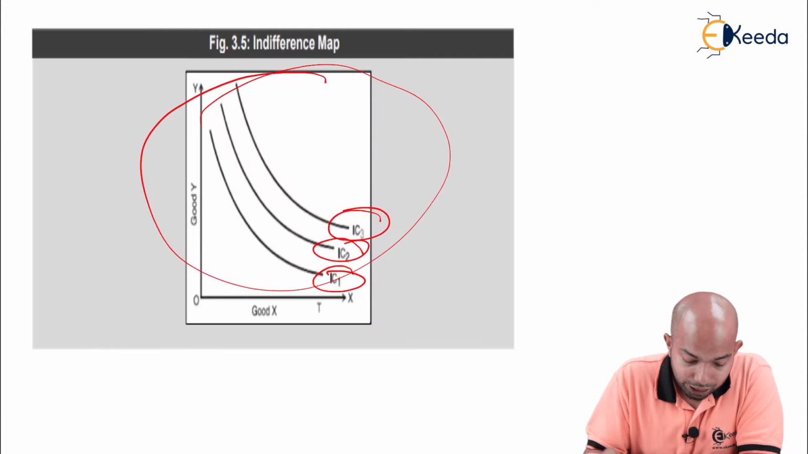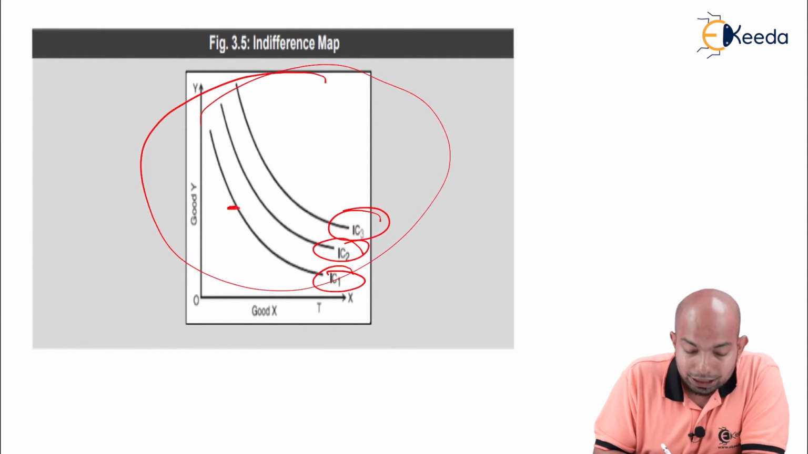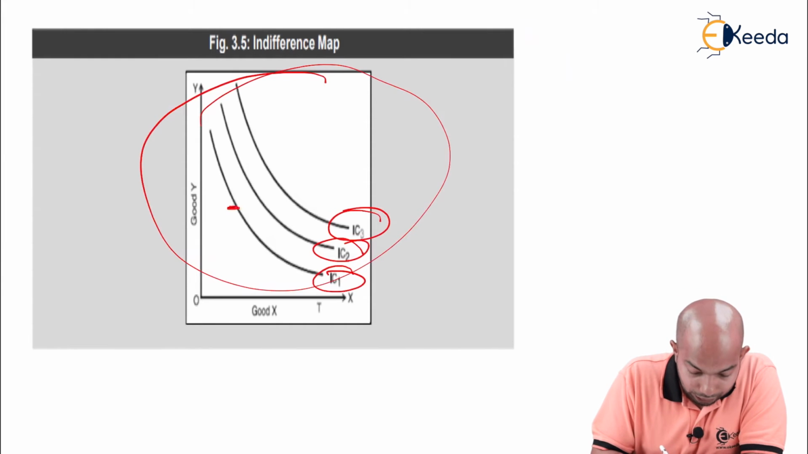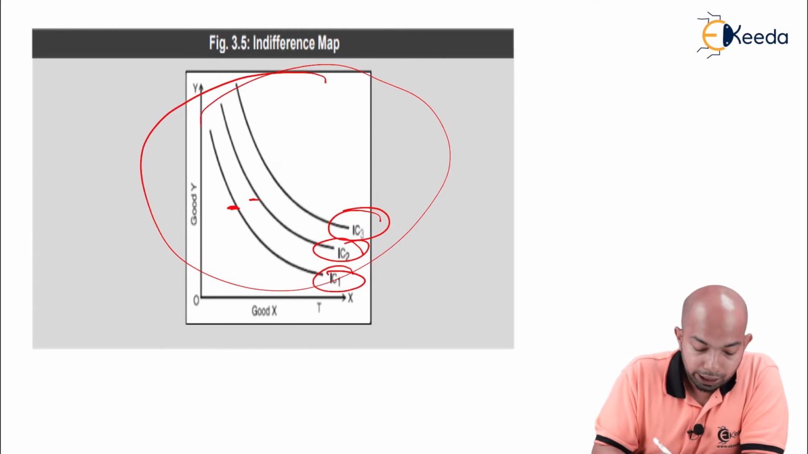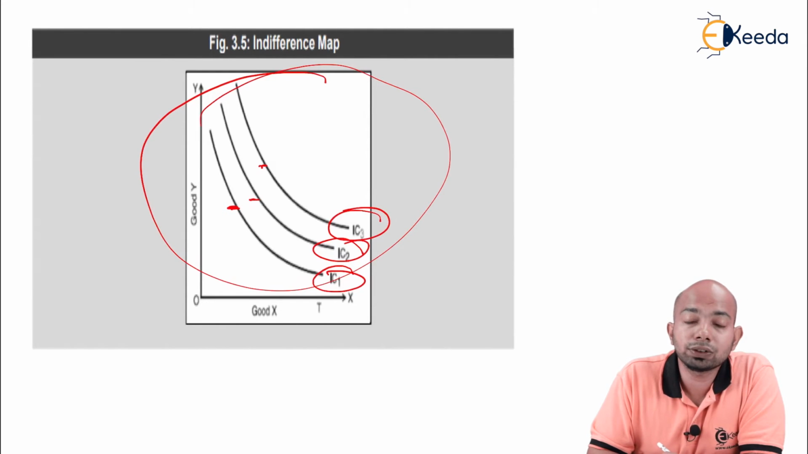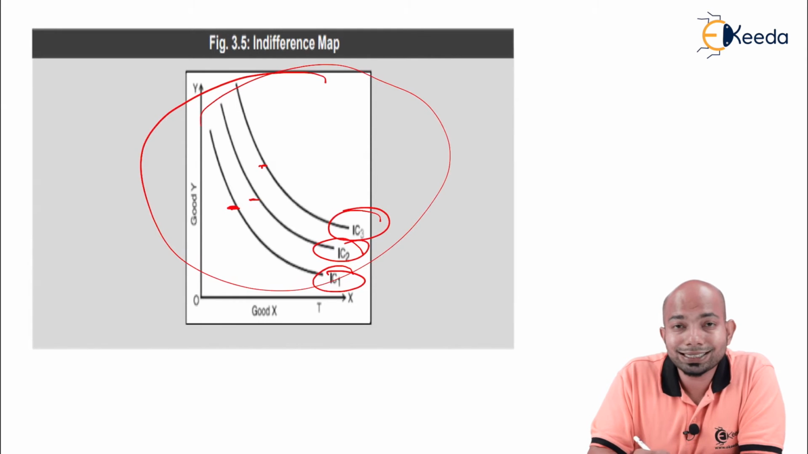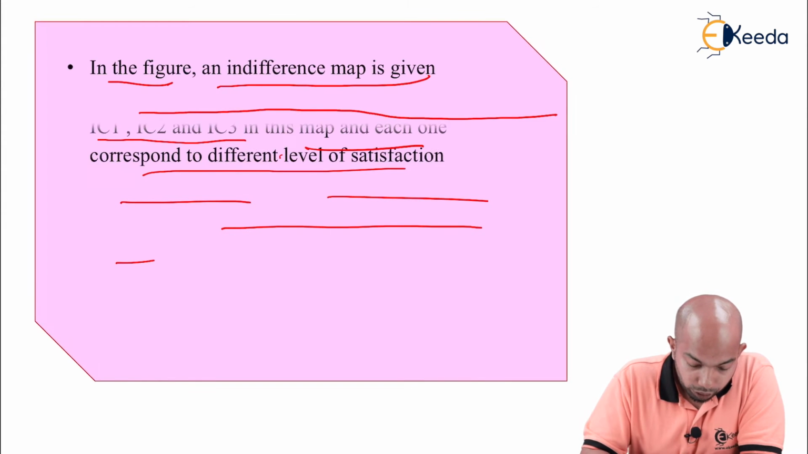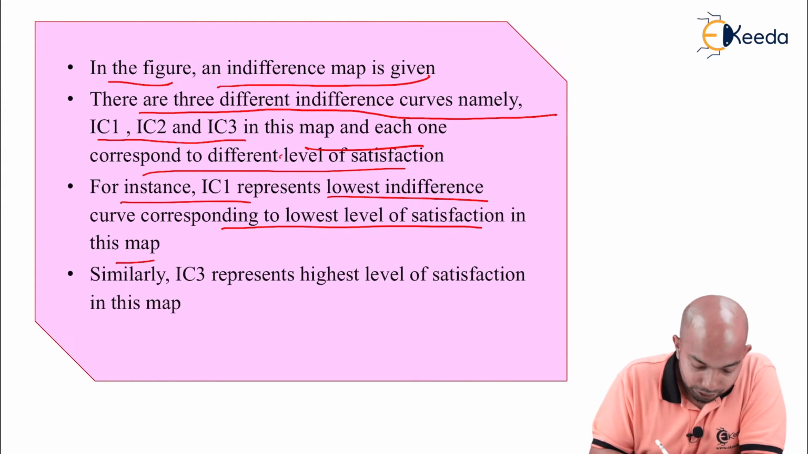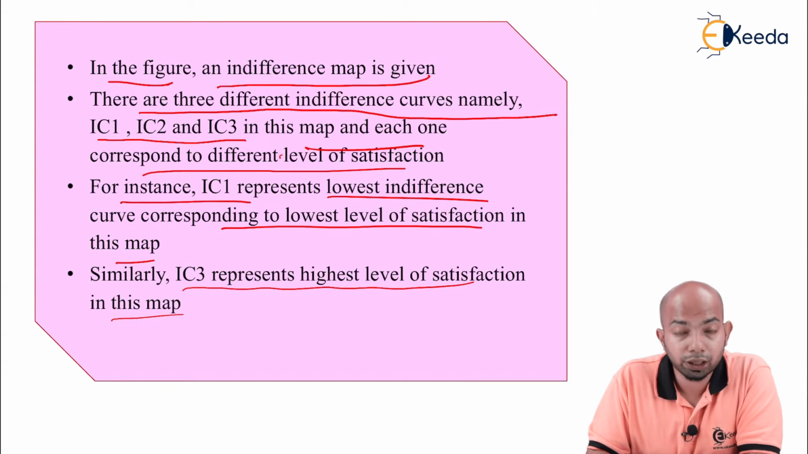How do we derive this? Let's go to the figure again. IC1, that is this, gives you the lowest level of satisfaction. IC2 gives you a little higher satisfaction than IC1, and IC3 is the highest level of satisfaction that you could ever achieve in this indifference map. That is the reason why three indifference curves, with three different levels of satisfaction, have been explained. Similarly, IC3 represents the highest level of satisfaction in this map.